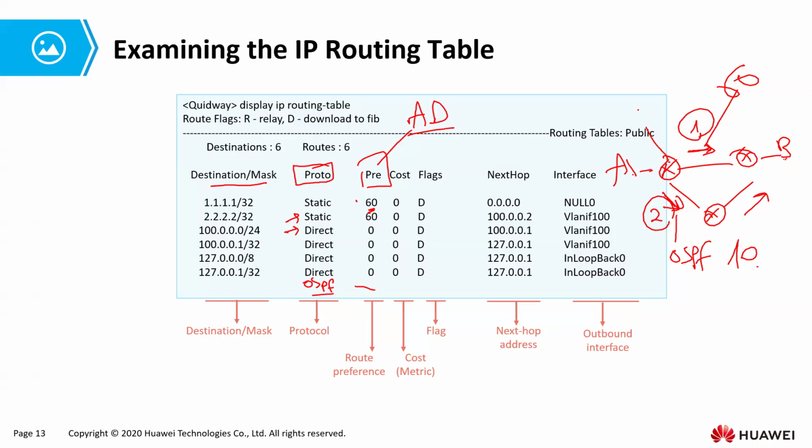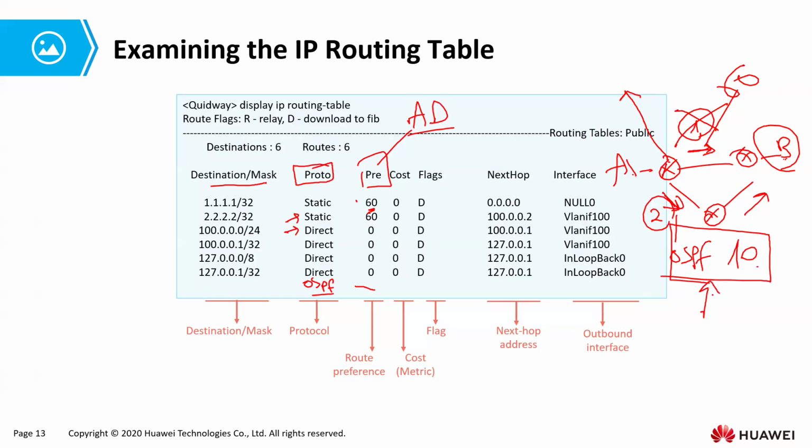On the routing table of this router, but two routes reach B. Which one will be in the table? This one you won't see it. Why? Because its preference is higher.